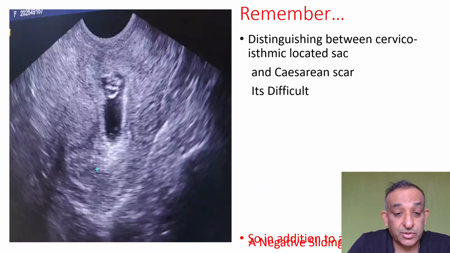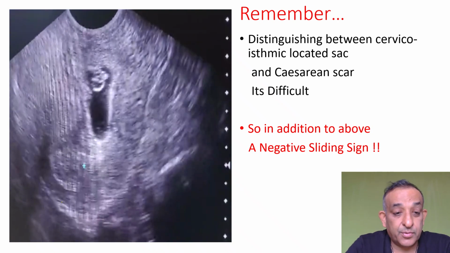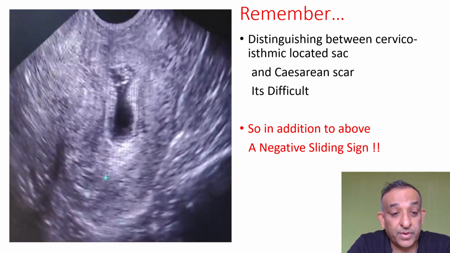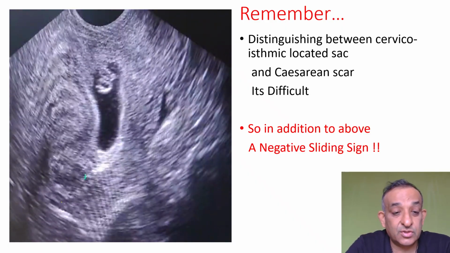Okay, I'll try to show this to you here. See this? Yes, I'm probing this Caesarean scar ectopic patient's uterus and I'm moving the transvaginal probe, but this sac here is not moving at all. If it was in this area, this is the cervicoisthmic area, if it was here, then a sliding sign would have been positive. So negative sliding sign will also help you understand that it's a Caesarean scar ectopic.